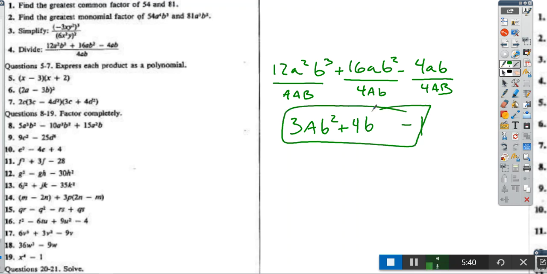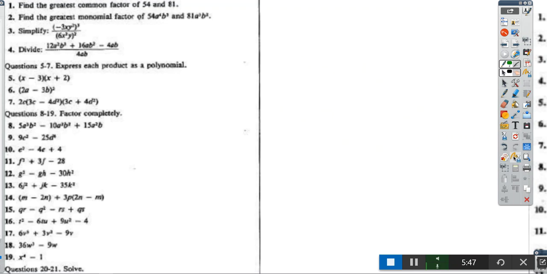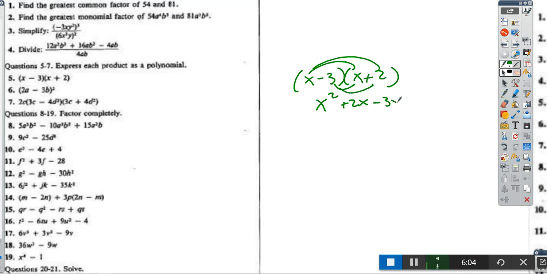All right, number 5. I'll do 5, 6, and 7 on this video, and then I'll do another video. Don't want to make them way too long. So number 5, we have x minus 3 times x plus 2. So x squared, x times 2 is 2x, negative 3x, negative 6. These share a common term of x. So I have x squared minus x minus 6.